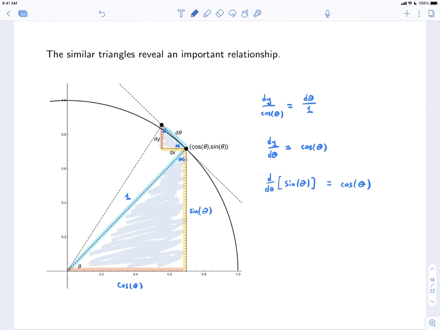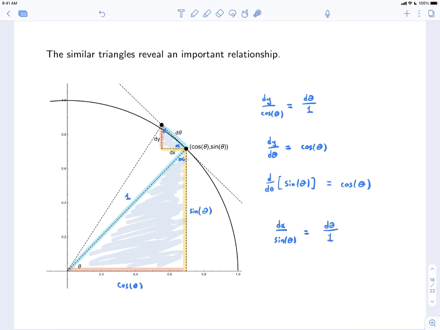And for that, we have to be a little bit careful with our minus signs, because if we measure the common ratio, we might write down dx to sine of theta is equal to d theta over 1.